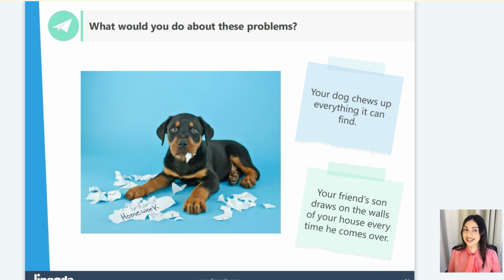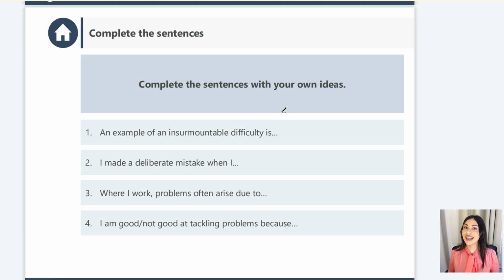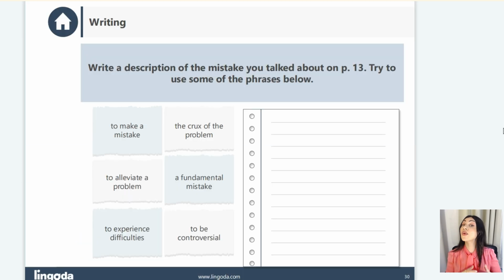As additional written practice, you might want to complete the sentences below with ideas of your own to help you formulate sentences better and help you with your syntax and your word order. Also, put pen to paper today. Try to write a description of the mistake you talked about, whether it was a fundamental mistake or whether it was an accidental mistake, whether it was unintentional or whether it was unavoidable. Write a description of that mistake you talked about earlier to use some of the new phrases and collocations from today's lesson, and hopefully you'll be able to use them tomorrow.